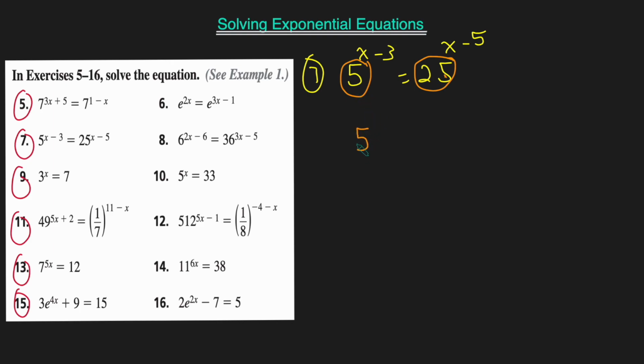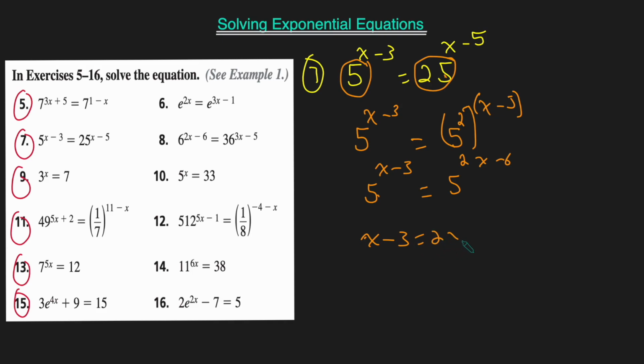So now I can do 5 to the x minus 3. A 25 is a 5 squared. So this is going to be 5 to the x minus 5, all squared. And by the exponent rule, this is going to be multiplied. So now I have 5 to the x minus 3 equals 5 to the 2x minus 10, as the 2 will be distributed inside. Now the bases are the same, so x minus 3 should equal 2x minus 10.